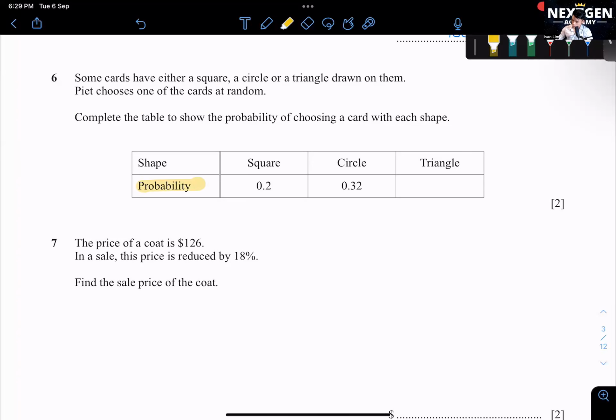Wow, this is so nice. I'll give you all 2 marks. So 0.2 plus 0.32, let's consider this as x, plus x will be equals to 1. You just rearrange the equation. 1 minus 0.52, you'll get 0.48.